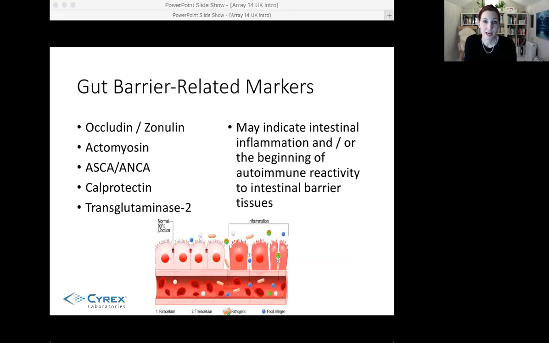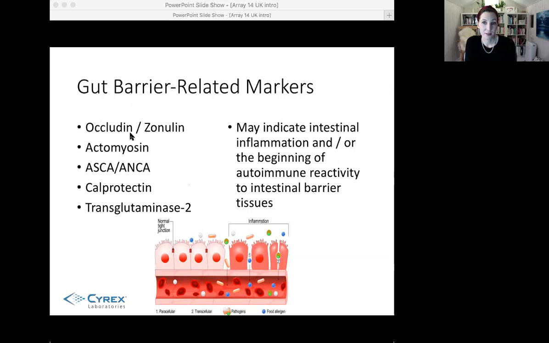So in Array 14, there are multiple different gut barrier related markers. We have gluten zonulin antibodies, actomyosin antibodies, ASCA and ANCA, which are autoimmune markers for the gut, calprotectin, and transglutaminase 2. So again, this is quite a comprehensive look at the gut barrier. Gluten zonulin, of course, are proteins specifically related to the tight junctions. Actomyosin antibodies are generally only upregulated in one of three scenarios: undiagnosed celiac disease, undiagnosed gut autoimmunity, or gut infection that is damaging the cell walls.